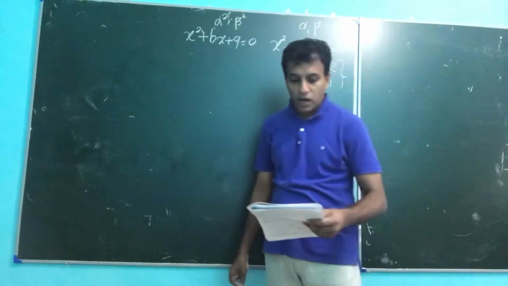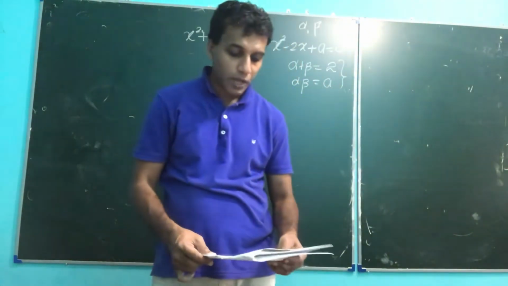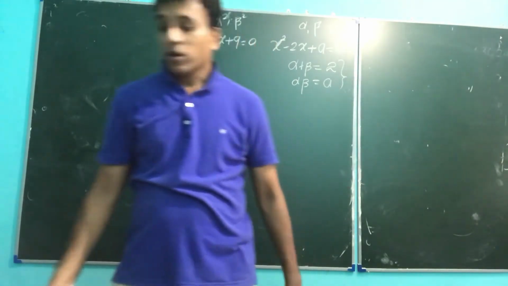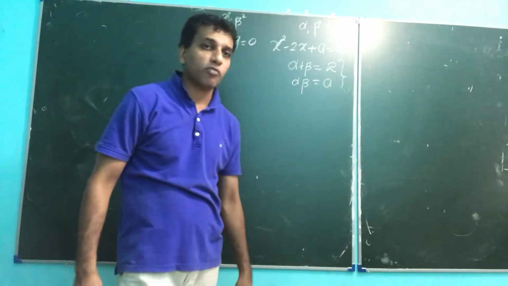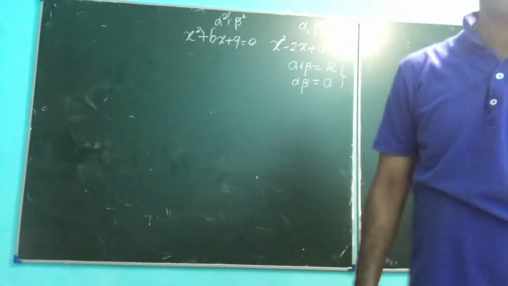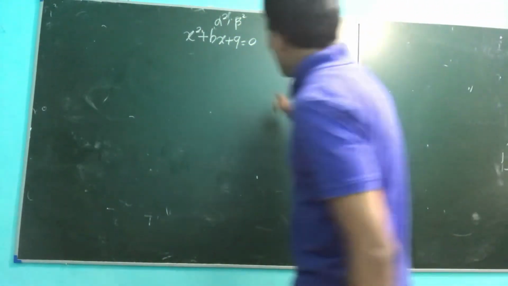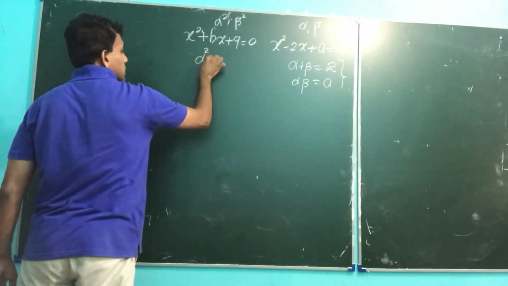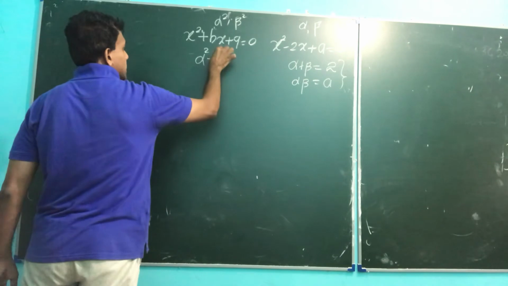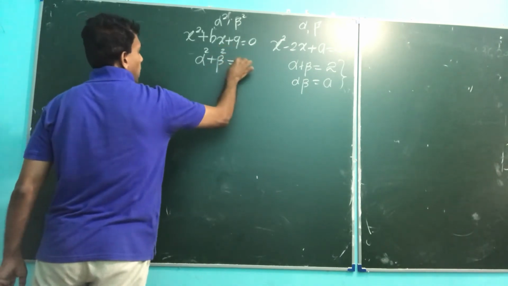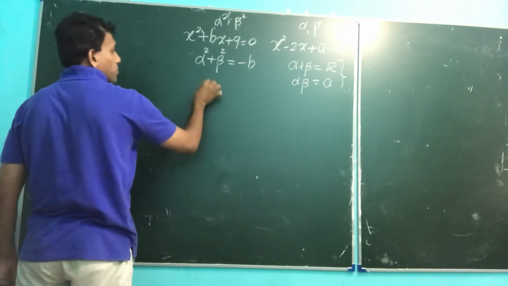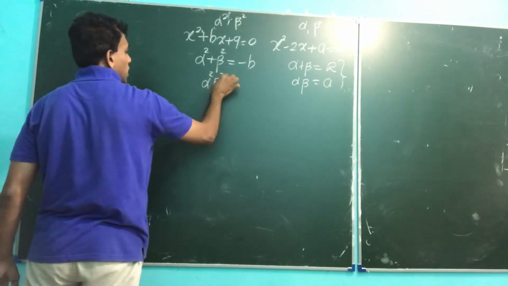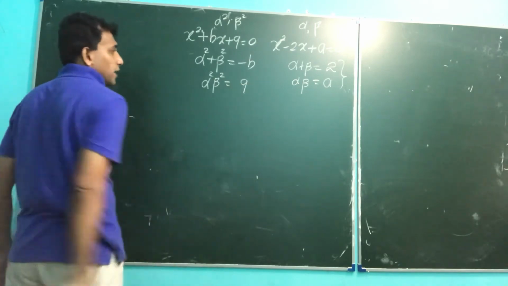Okay, then they ask the question, problem 17: calculate the possible values of b. Find the possible values of b. Then you can write here alpha square plus beta square, the sum of the roots, is minus b over a, and alpha square into beta square is c over a.